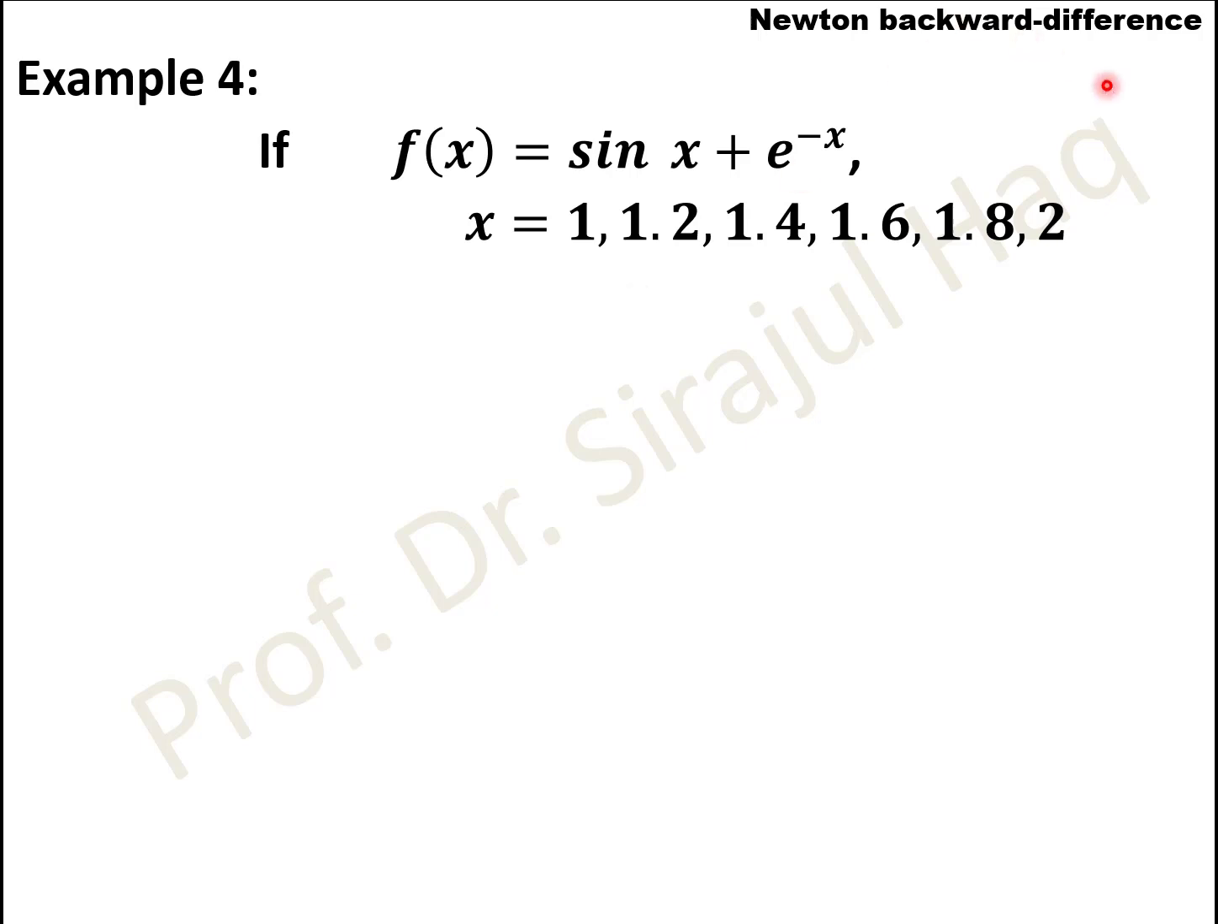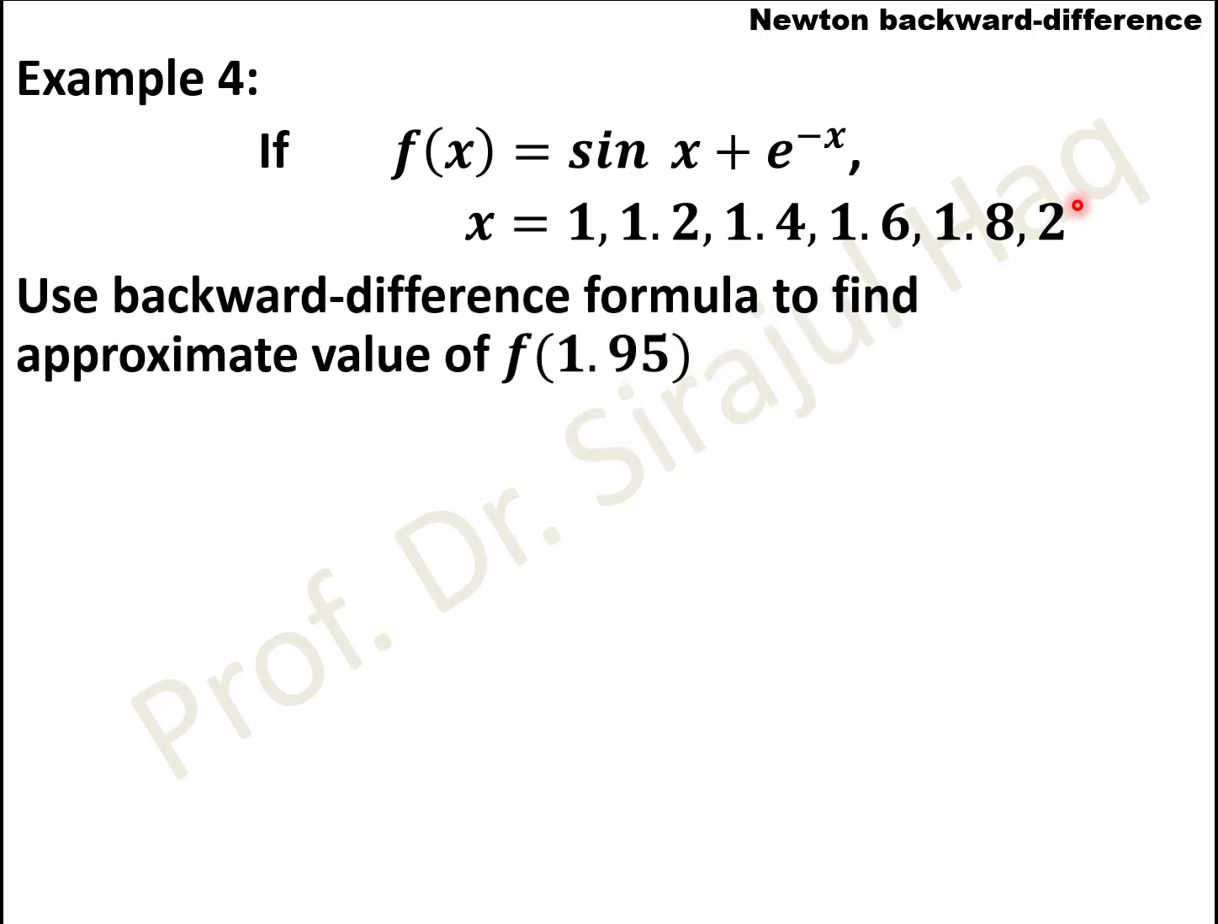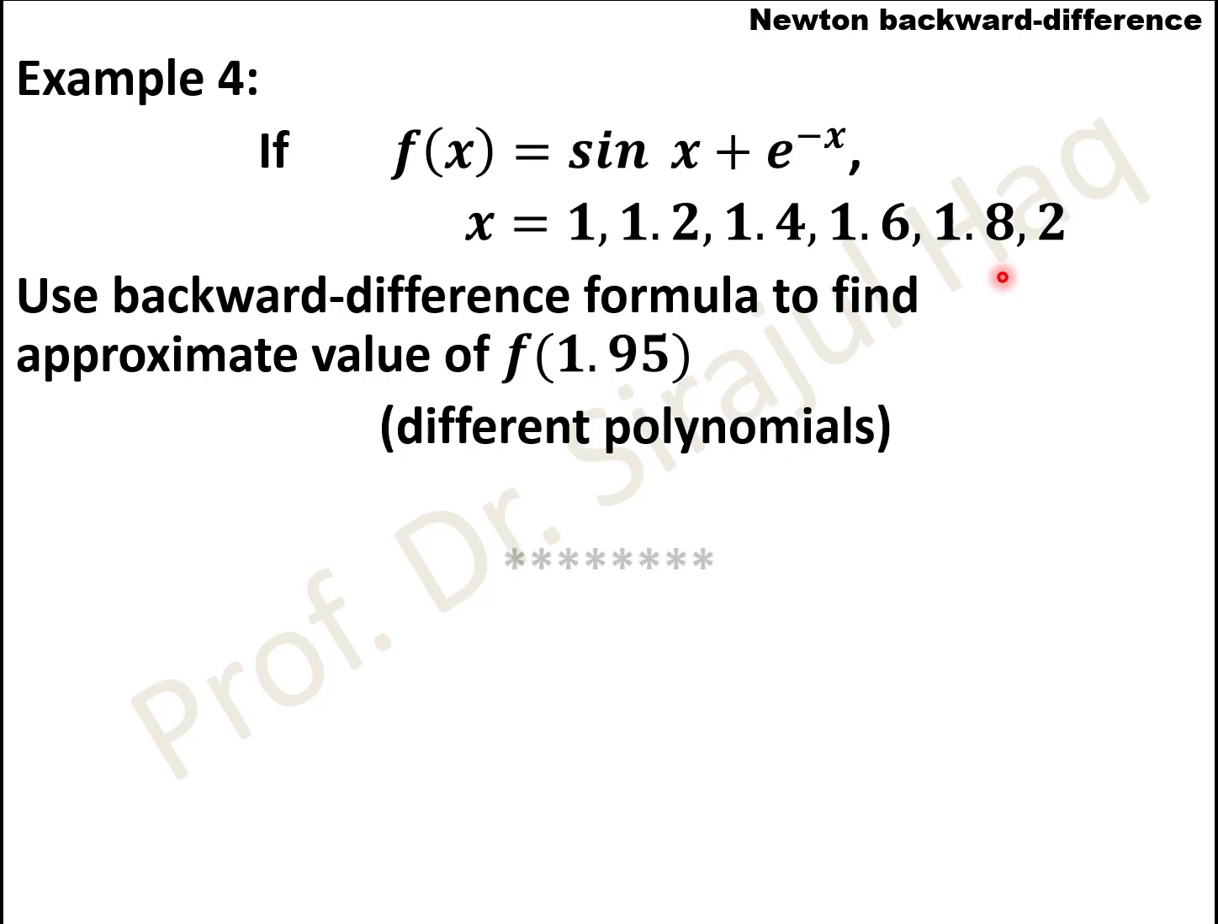Now remember, I will be using the last point, x0 is 1 and xn, which is x5, is given by 2. What is the target? The target is to use the backward difference formula, as we discussed before, to find the approximated value of the function at 1.95. You can see 1.95 is close to the endpoint, and we have to use different polynomials. I mean polynomials of degree 1, 2, 3, 4, and 5, since the total number of points is 6.